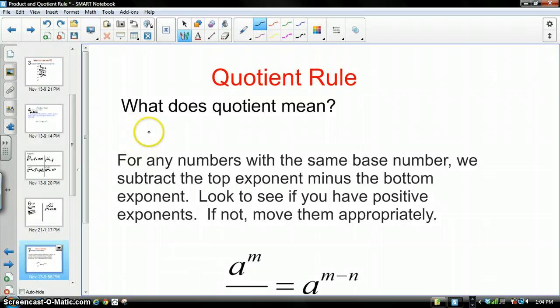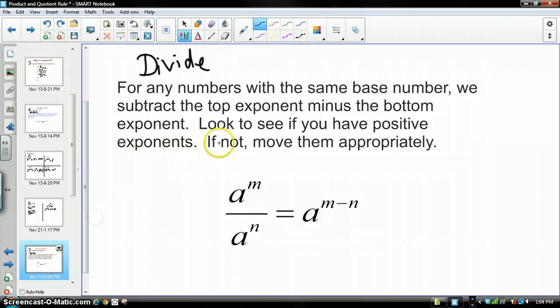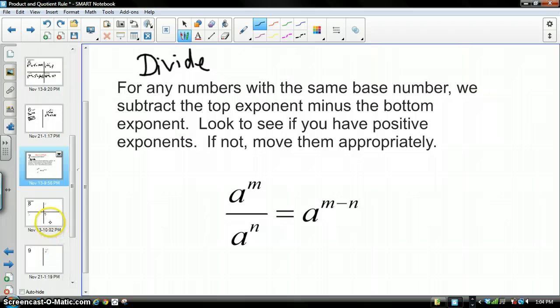So now we're on to the quotient rule. What does quotient mean? Quotient means we are dividing. So once again, we have the same base here, same base number, and when we divide it, we get the top minus the bottom, so m minus n. And then if we have negative exponents, we need to move those appropriately. So remember, we do not like negative exponents.